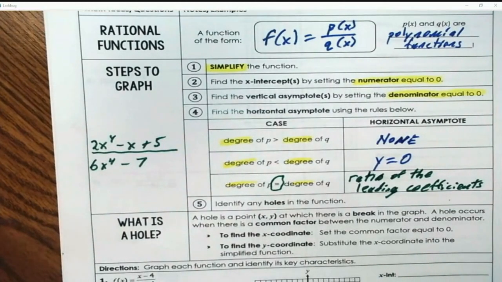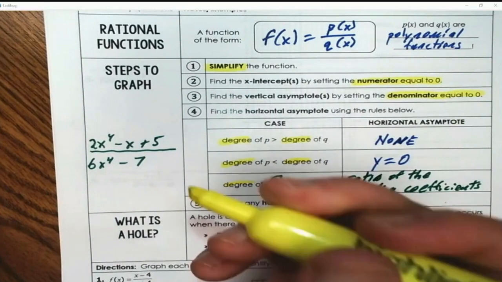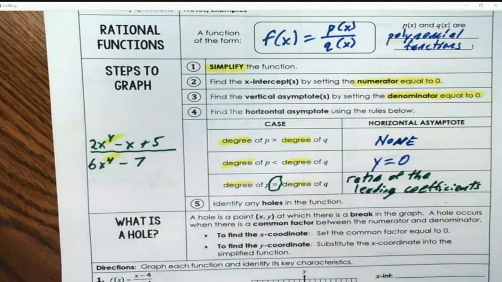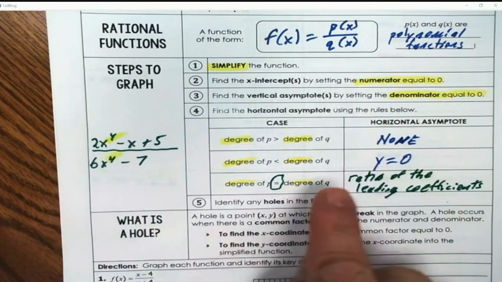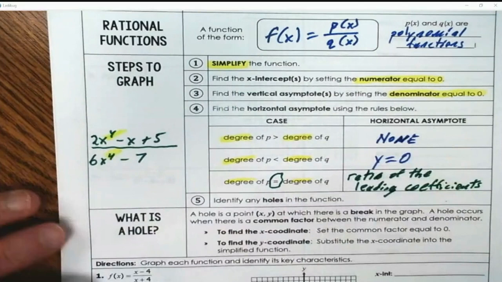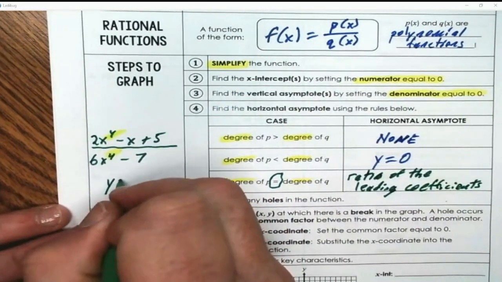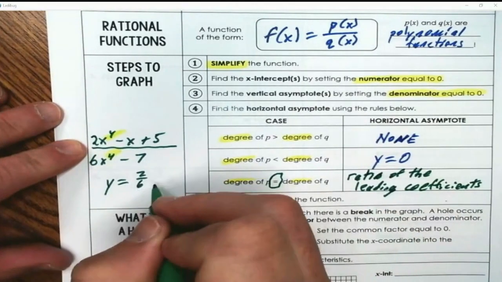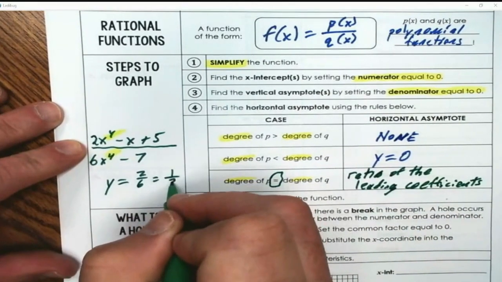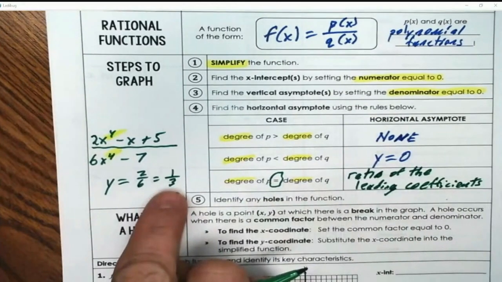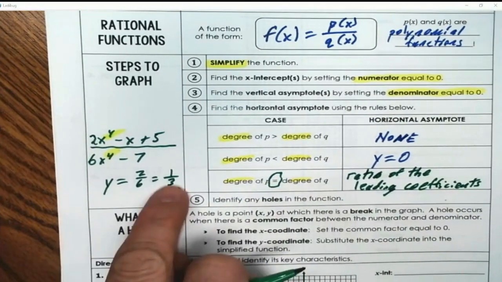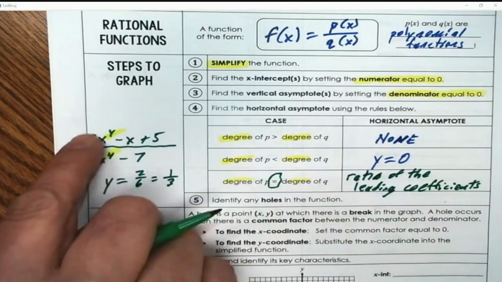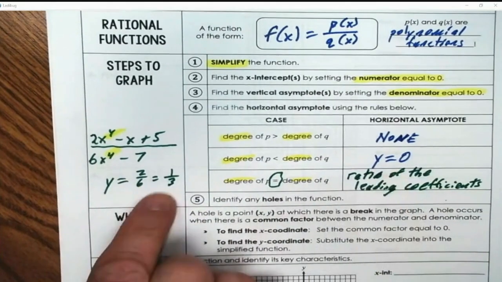Okay, so when we look at this, the degree for both of those is x to the fourth. That's the same, so these are equal. So the horizontal asymptote is at y equals the ratio 2/6, which really is 1/3. So at y equals 1/3, we will see a horizontal asymptote because we simplify the fraction. Because these are the same, it won't be 0, it'll be at 1/3.